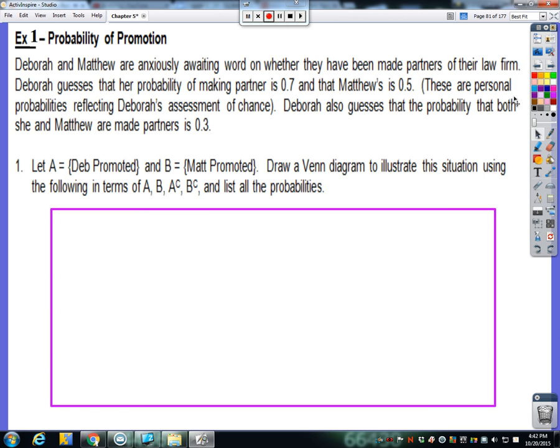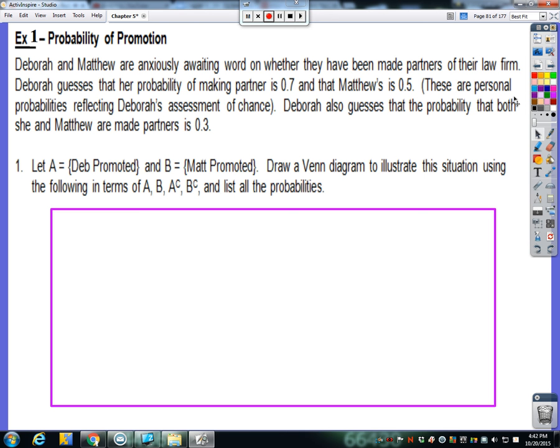Now, the one example we're going to look at together says Deborah and Matthew are anxiously awaiting word on whether they have been made partners of their law firm. Deborah guesses that her probability of making partner is 0.7 or 70%, and Matthew's is 0.5 or 50%. These are personal probabilities reflecting Deborah's assessment of chance. So these are just kind of out there. This is what she thinks is happening. Deborah also guesses that the probability that both she and Matthew are made partners is 0.3 or 30%.